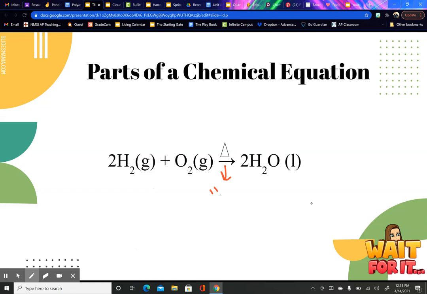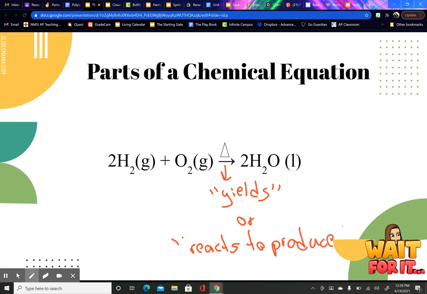So you can read it in one of 2 ways. You can either read it as yields. So I'm going to have 2H2 plus O2 yields 2H2O. Or you can read it as reacts to produce. But what you should not ever say when you are writing this down or reading it out loud is they equal each other. So 2H2 plus O2 react to produce 2H2O. So that's the way that one should be.